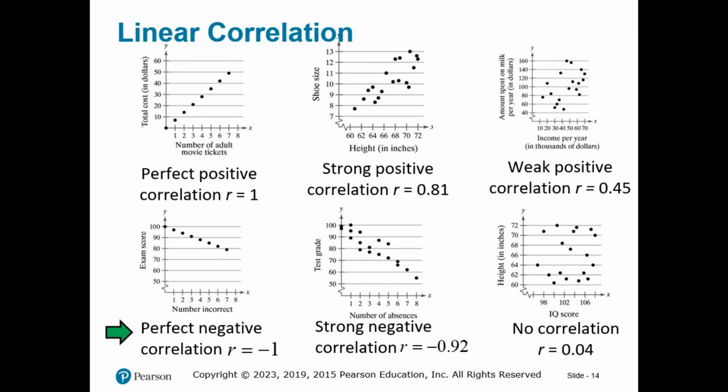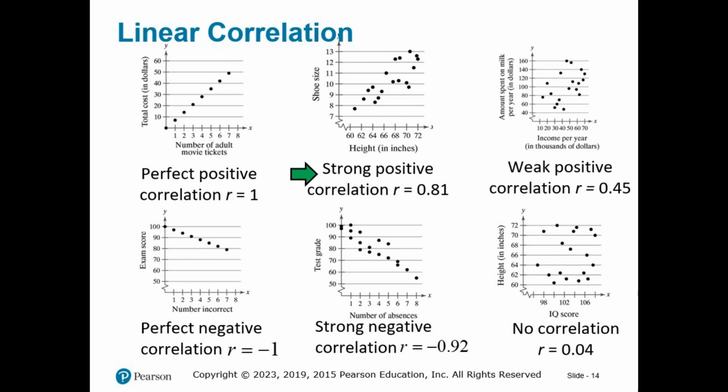The one right below it, on the left bottom corner, is the opposite. All the points are in an exactly negative facing line going downward. This is a perfectly negative correlation. Remember, we always read this from left to right. R equals -1.